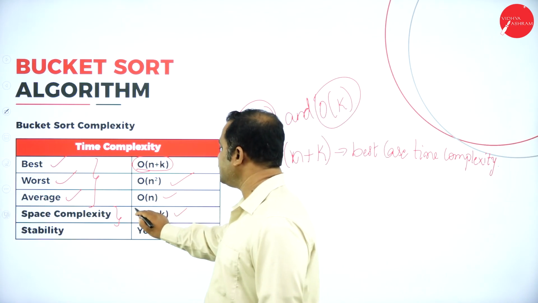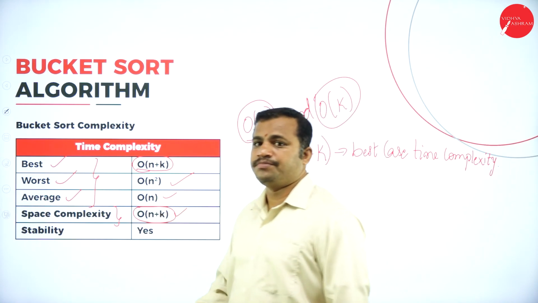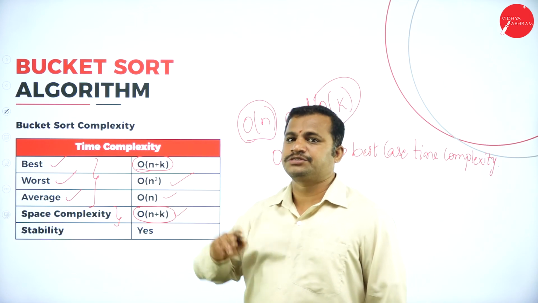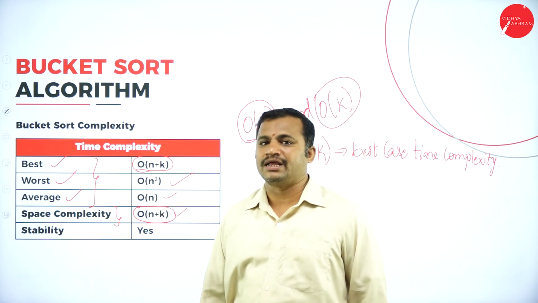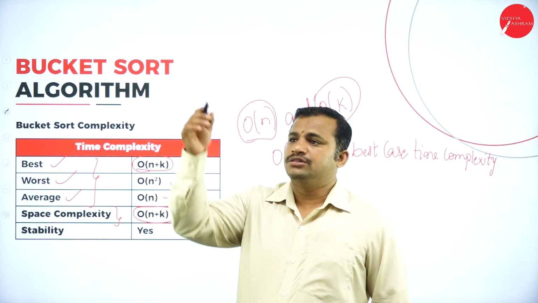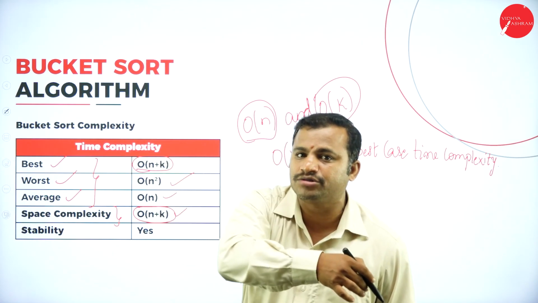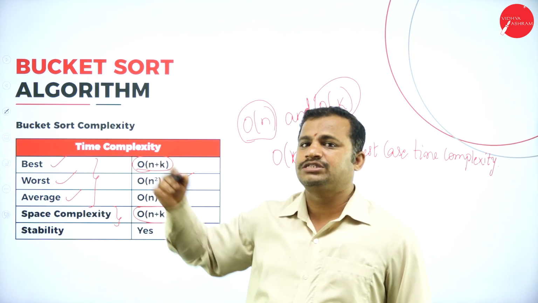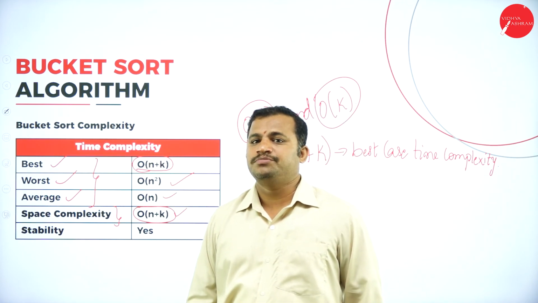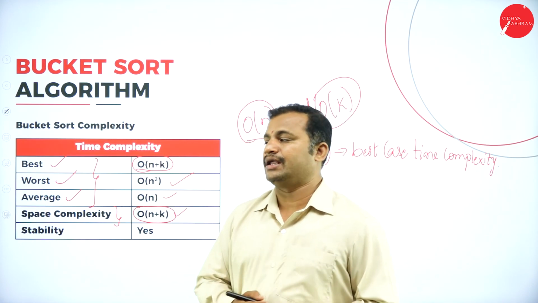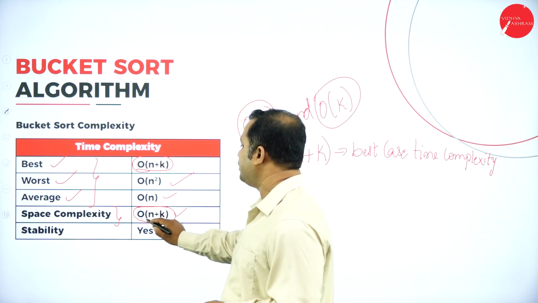Then what is the space complexity? The space complexity is, if there are n data items present in an array, the total number of items present in each of the buckets must be concatenated into the single array. That is, it has to be gathered into a single array. That is called big O of n plus k.